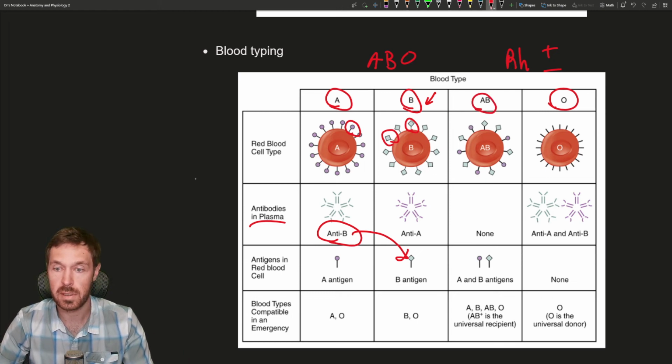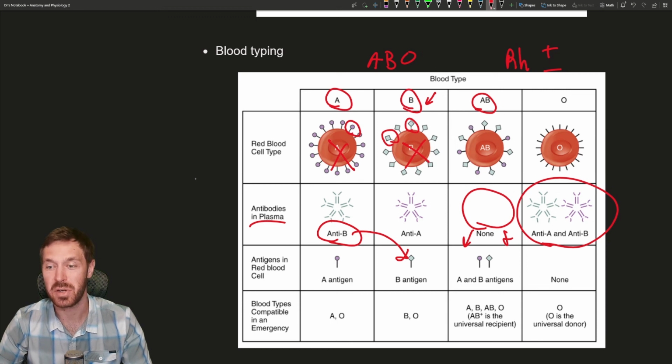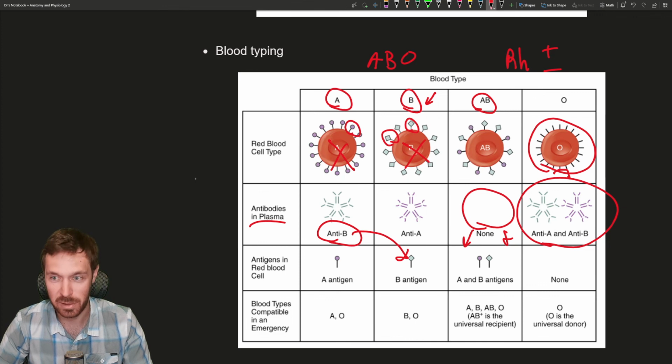AB here doesn't produce any antibodies, so it doesn't reject any blood. So if you're AB positive, Rh stands for rhesus factor, you will not reject any blood type. So you are the universal acceptor. O type though, you have anti-A and anti-B antibodies, so you will reject both A type and B type. But you could give your blood to anyone. So A, B, and AB will not reject your blood because you have no fingerprint on yours.